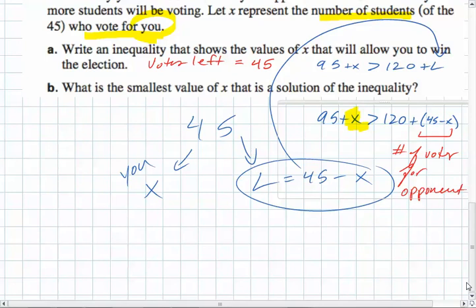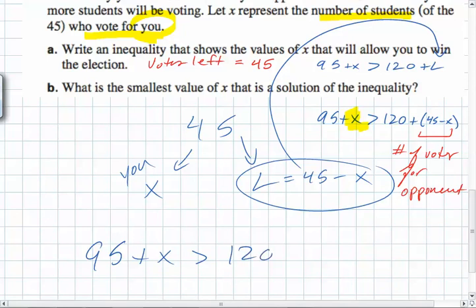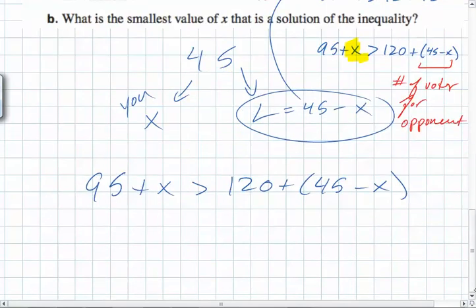So the next question is, what is the smallest value of X that is a solution to this inequality? So you just now have to solve 95 plus X is greater than 120 plus 45 minus X. If I want to solve this, what's a good thing to do first? How do I even it out? What's a good first step, Jacob?